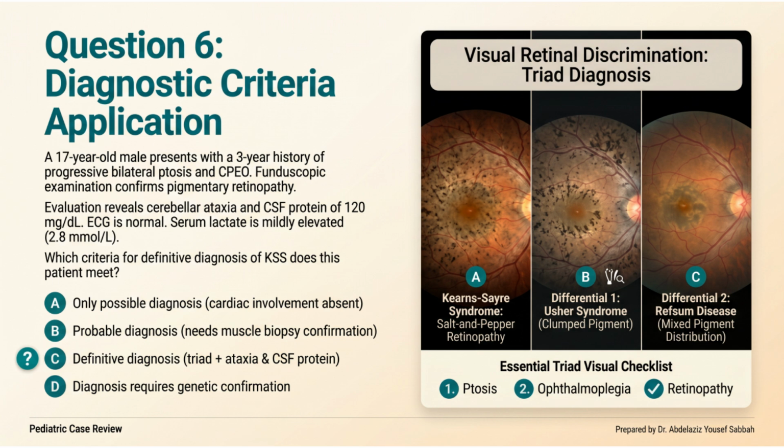Case 6. A 17-year-old male presents with a 3-year history of progressive bilateral eyelid drooping and chronic progressive external ophthalmoplegia. Fundoscopic examination confirms pigmentary retinopathy. Further evaluation reveals cerebellar incoordination and a cerebrospinal fluid protein of 120 milligrams per deciliter.